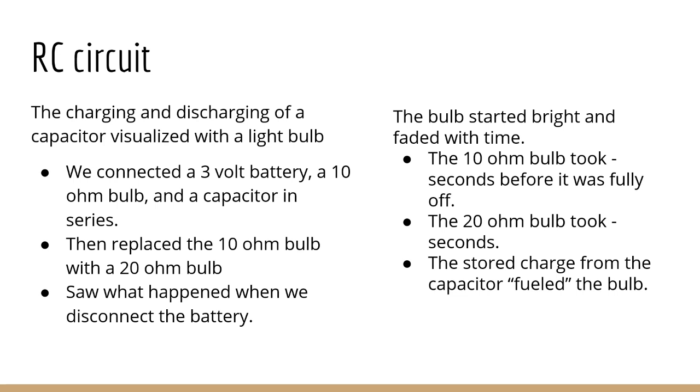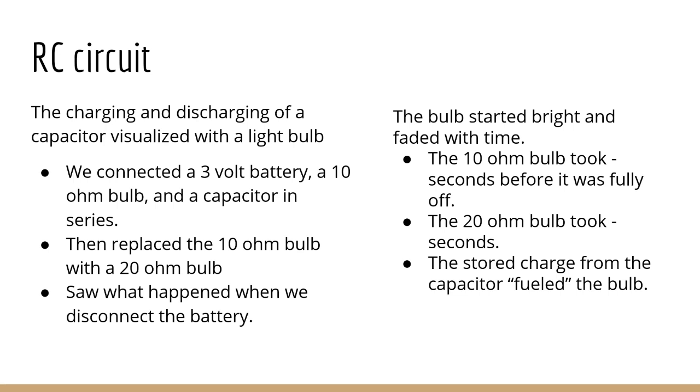So now we have an RC circuit, or a circuit with a resistor and capacitor. And so we can visualize the charging of a capacitor with a light bulb. So we have a 3-volt battery, or the same 3-volt battery, and we have a 10 ohm bulb and a 20 ohm bulb. And we saw what happens when we disconnect the battery.